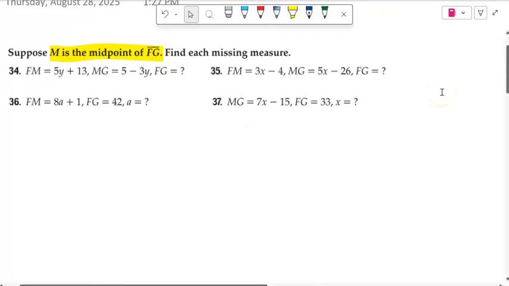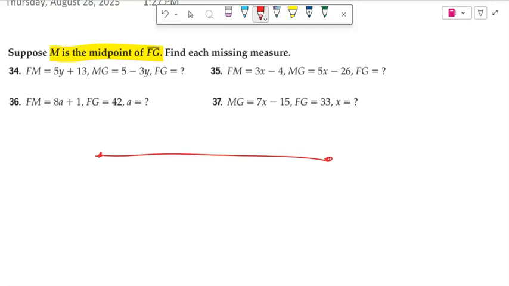So make sure you're drawing. If you attempted this on your homework last night, then make sure this is what your drawing looks like. M is the midpoint of FG. We've got to be able to turn those words, that set of instructions, into a figure and be accurate with it. So segment FG means those are my endpoints. So point F and point G are my endpoints.